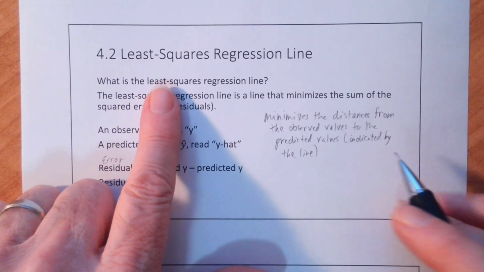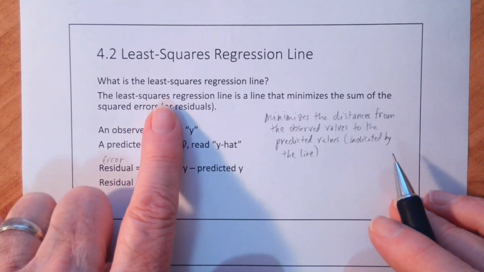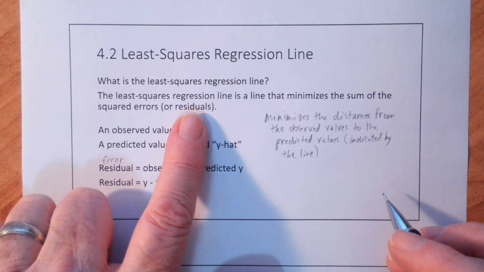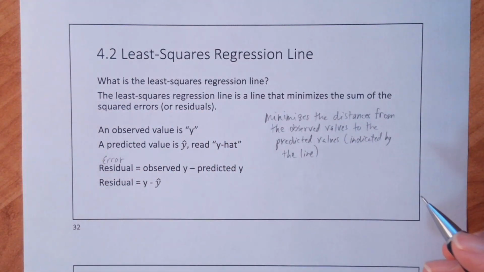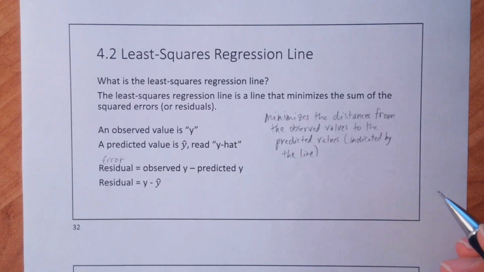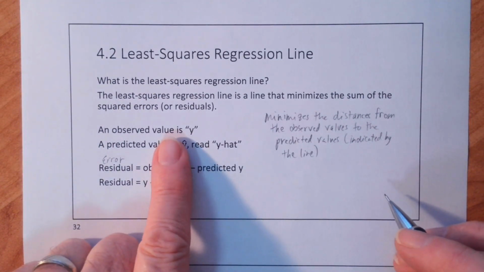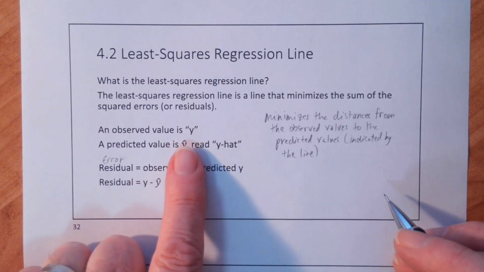What is the least squares regression line? The least squares regression line is a line that minimizes the sum of the squared errors. Remember they were positive or negative, so we can square them to make everything positive and look at the sum of those squared residuals and look for the one that's the smallest. That's the basic idea. An observed value is called y. A predicted value is called y hat. That's how we read that.